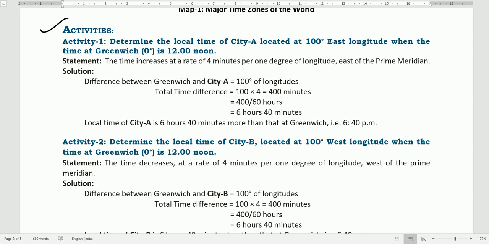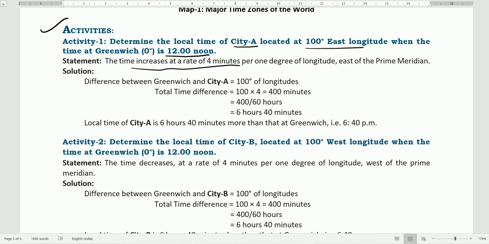The time at Greenwich, the time at the prime meridian, is 12 noon. Then what would be the time of city A, which is located at 100° east longitude? And you should not forget that the time increases at the rate of 4 minutes per 1 degree of longitude east of the prime meridian.